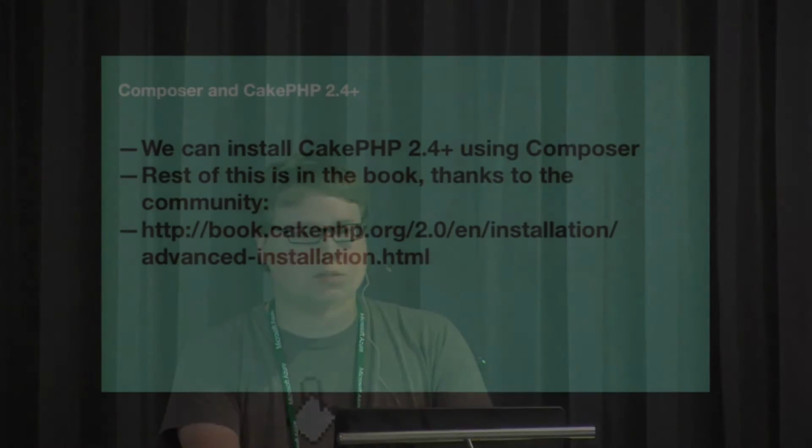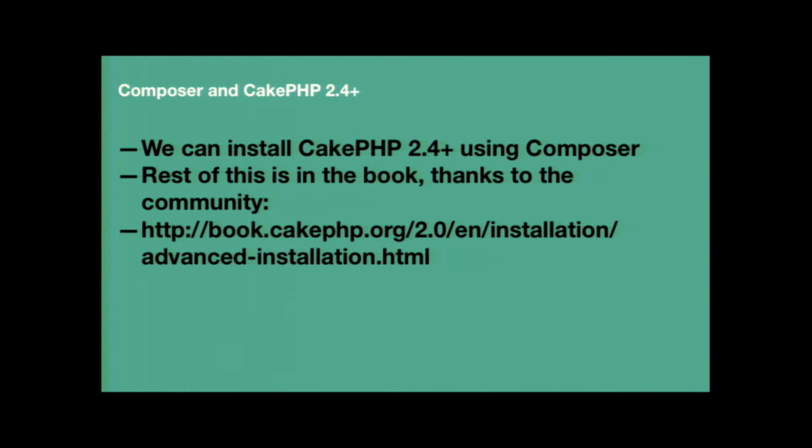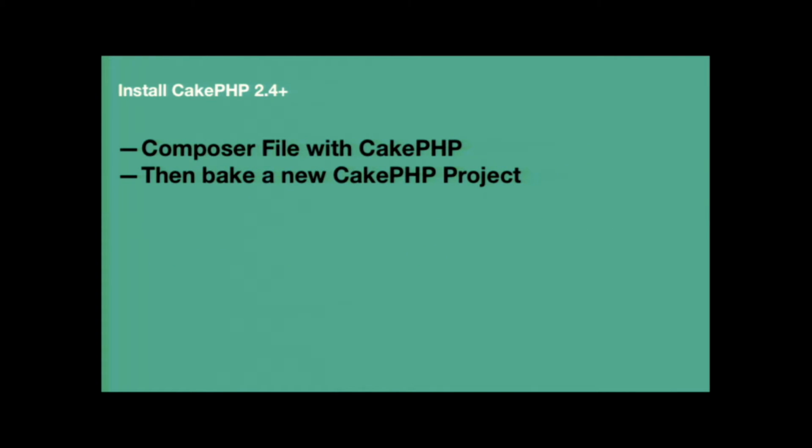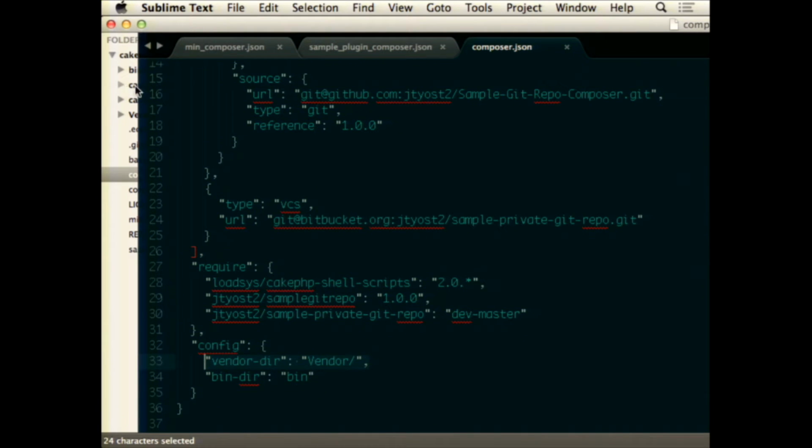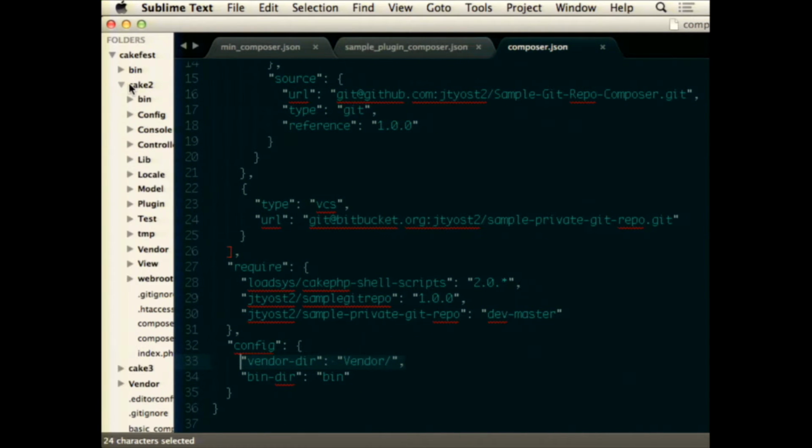Okay, Composer and Cake 2.4. Composer works pretty well with Cake 2.4. The documentation for this is in the book, and it's really well documented, but it's pretty simple. Basically, you include a Composer file with the CakePHP, and you bake a new Cake project. So if we take a look at that.